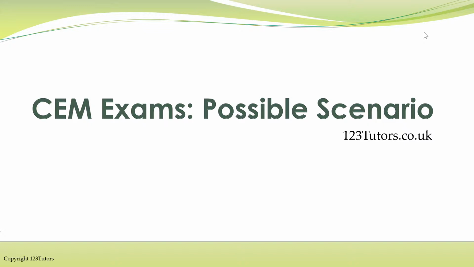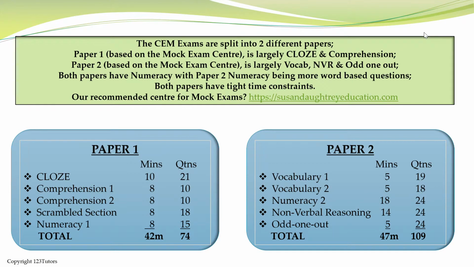So let me just kick off and move over to page 1. What I've summarised here are the high levels, which is to say that the exams are split into two different papers. Paper 1, which is based upon a recent mock exam centre, is largely cloze and comprehension. Paper 2, based upon the same mock exam centre, is largely vocab, NVR and odd one out. Both papers have numeracy, with paper 2 numeracy being more word-based questions. And both papers, as you can see, have tight time constraints.